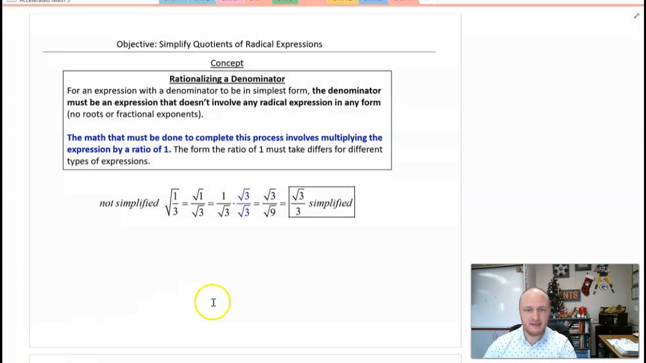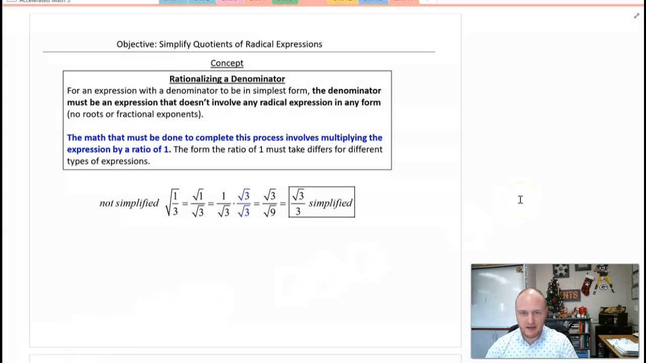We are going to talk about simplifying quotients of radical expressions in this video. And we're looking at radical expressions where we have a fraction inside. Okay, so let's go ahead and check out some examples.